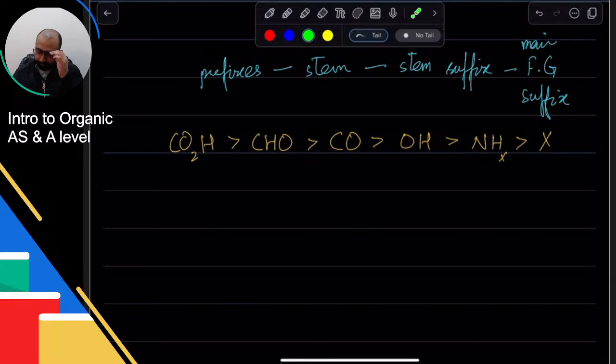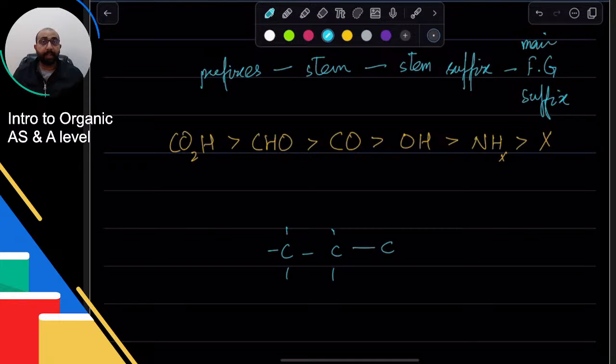Let's do some examples. Okay, here's a compound. So I have a list here. So let's try to name it. Now, don't just sit there idly. Try to name it as I write it down.